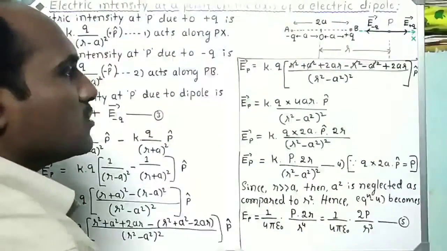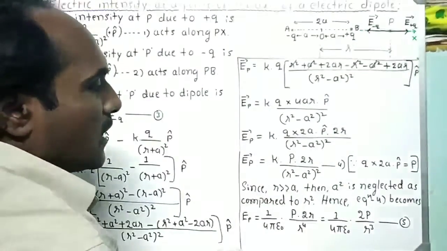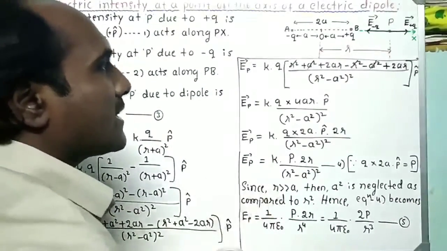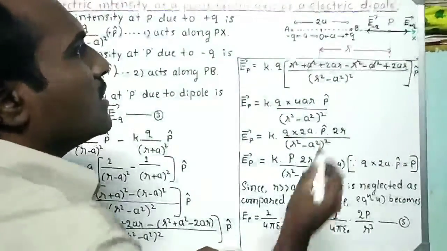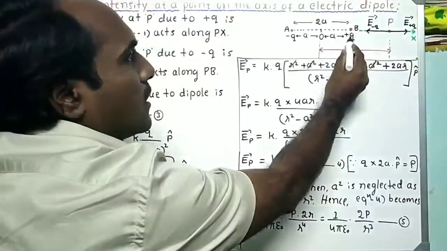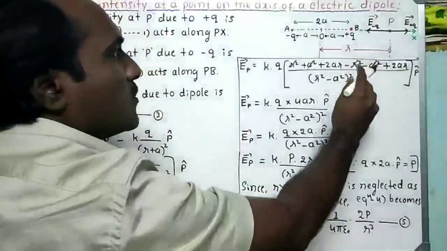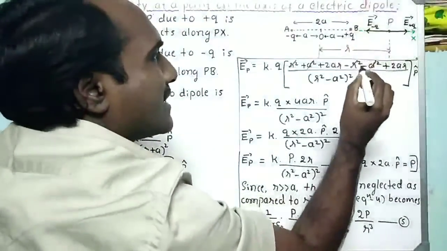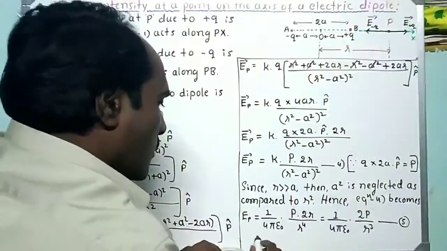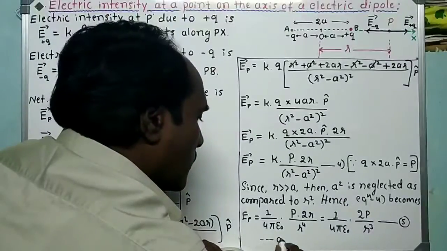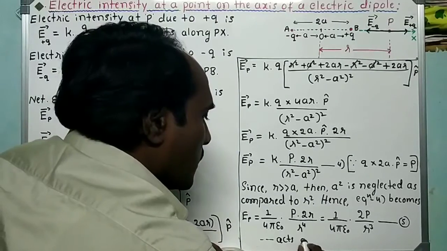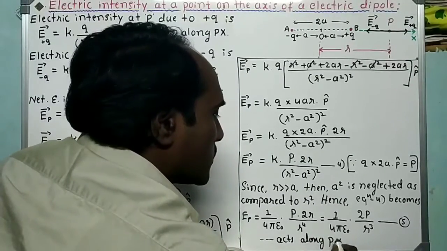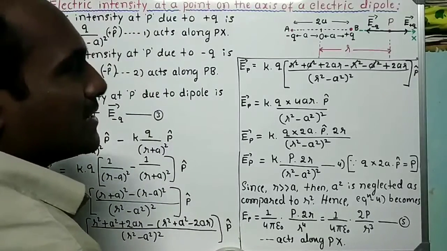Okay, my dear students, and now the question is, in what direction is this net electric intensity EP acting? Obviously, my dear friends, since positive charge Q is very near to P, hence the positive electric field is dominant. That's why the net electric intensity at point P always acts along PX, that is along the axial line.